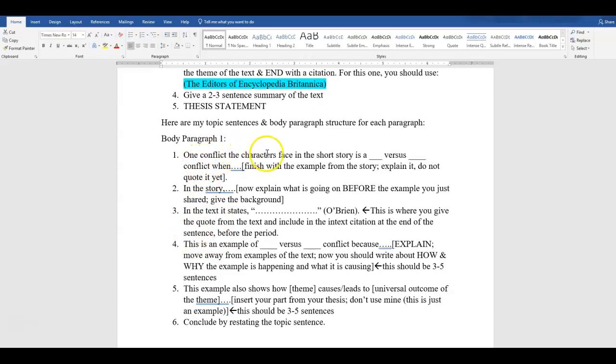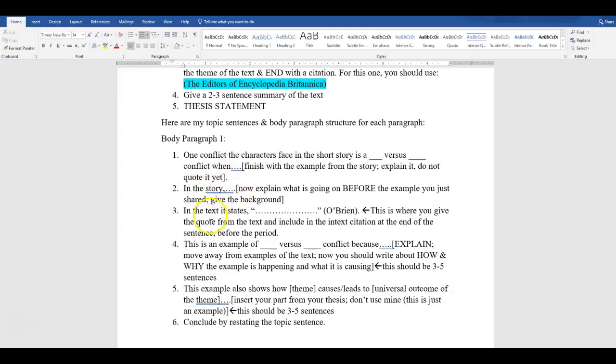One conflict the characters face in the short story is a person versus, please spell out versus, person versus blank conflict when. Then you will finish the example from the story. Make sure you explain it, but do not quote it yet. Then you will provide the background information. This is the same as Essay 1 and Essay 2.